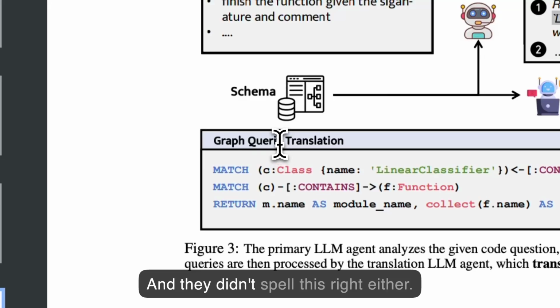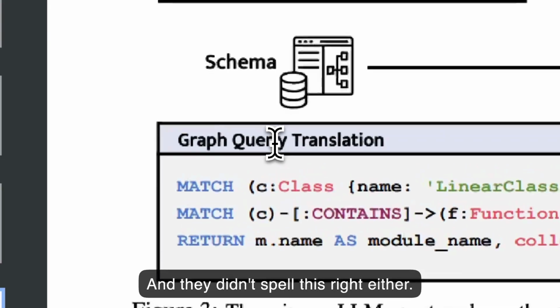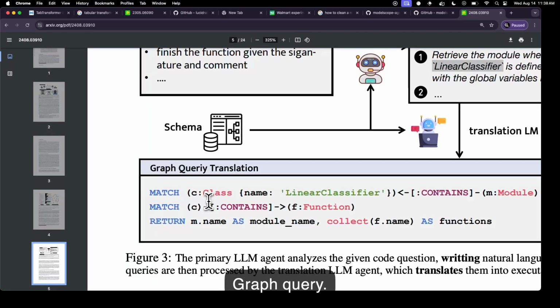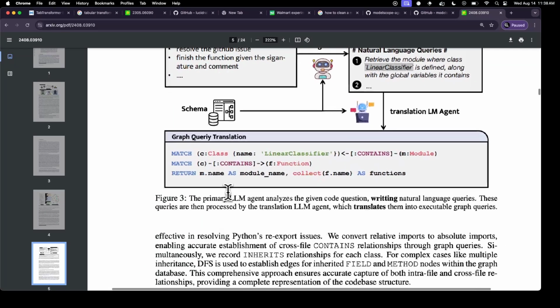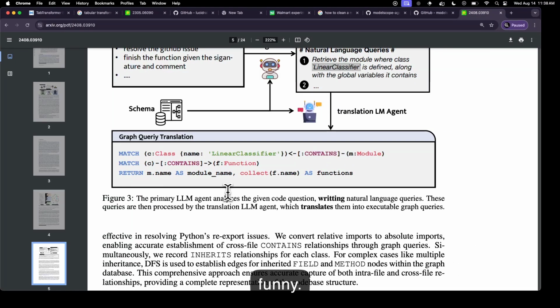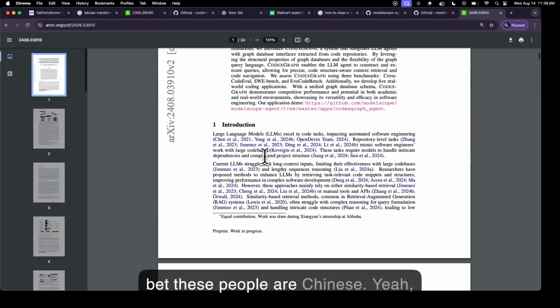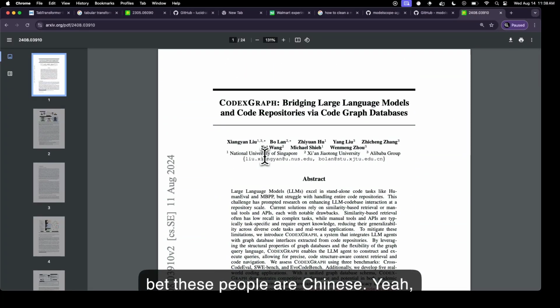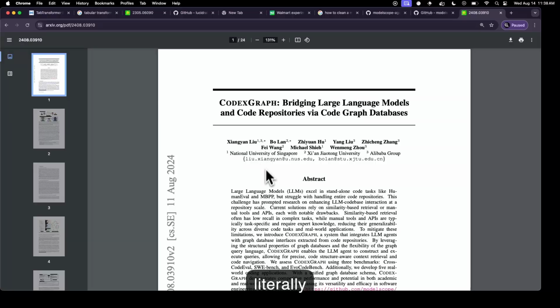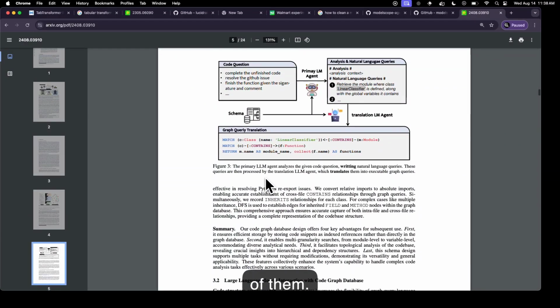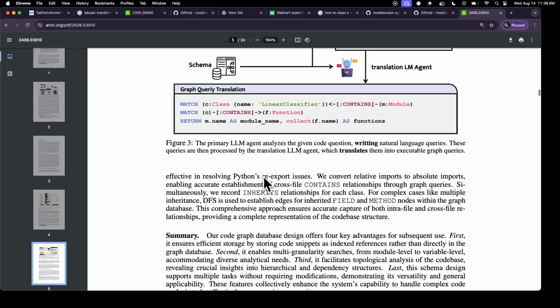And they didn't spell this right either. Graph query. That's funny. I bet these people are Chinese. Yeah, literally all of them. All right.